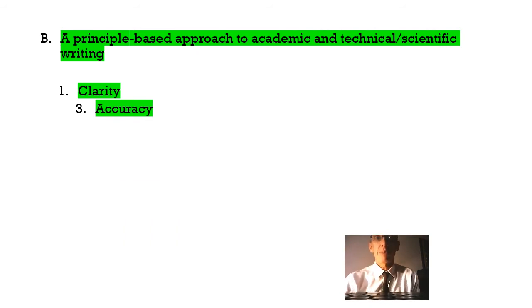So the next aspect of clarity is accuracy. The third aspect, accuracy. You've got to be accurate in your information, obviously, but also in your word choice. Let's have a look.